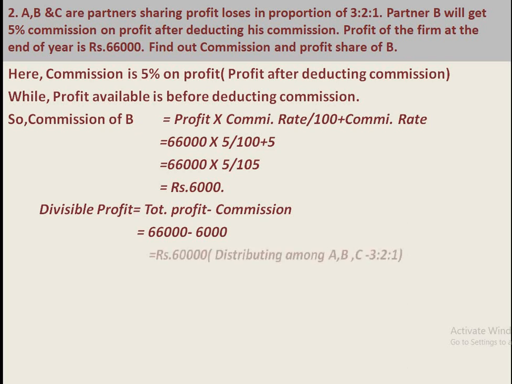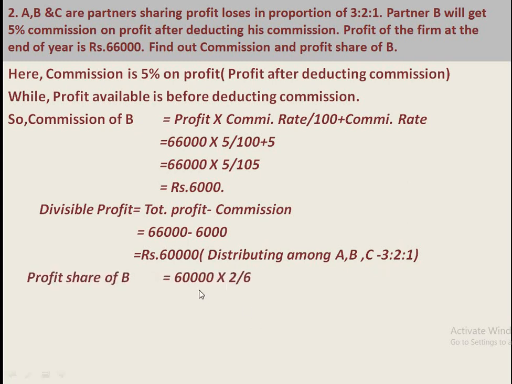So now 60,000 is exactly the profit which is distributed among partners A, B, C, and their profit sharing ratio is said to us 3:2:1. So out of 60,000, how much partner B will get if you distribute among them in proportion of 3:2:1? Then it's very simple. His share is 2 divided by 6 of 60,000. Actually, this is very simple. You learnt it in 6th or 7th standard. But for those who don't know how to distribute, let me tell you how to get any partner's profit share.